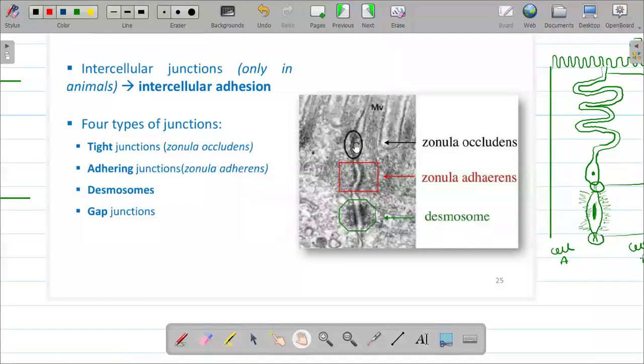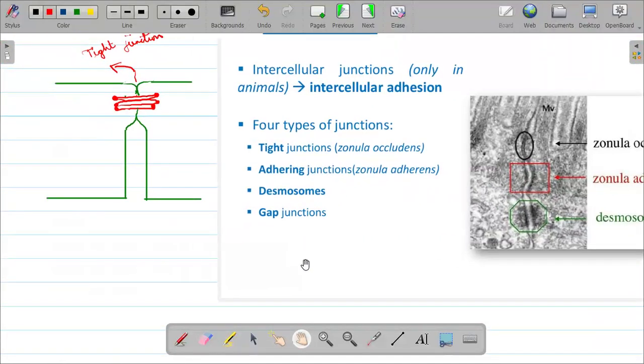So how are they bound? Here there is a protein, and its name is occludin protein. The name of the protein at this junction. What is the line I have drawn here? This one is called occludin protein. The dot with the red line connecting both cells, the dot with all this extension, the cylindrical structure, that is called occludin protein.